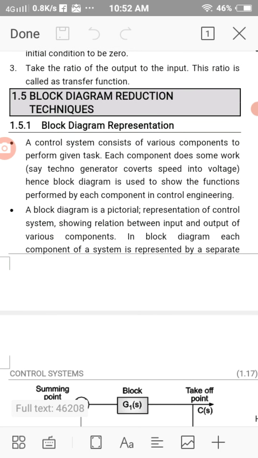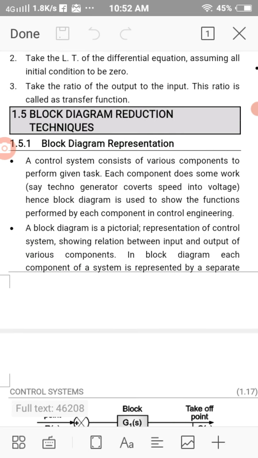It consists of various components to perform a given task. Each component does some work. For example, a tachogenerator or a generator converts speed into voltage, and that voltage is fed to a tube light or bulb or so. Hence, block diagram is used to show the functions performed by each component in control engineering. A block diagram is nothing but a pictorial representation of a control system showing the relation between input and output of various components.